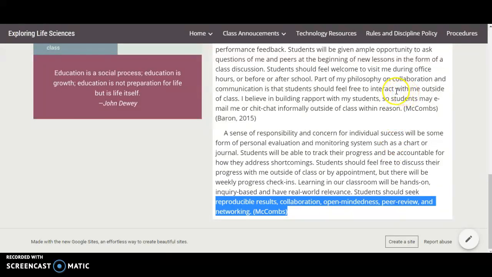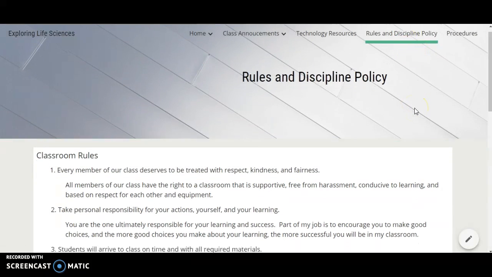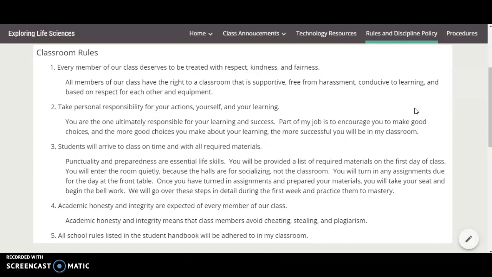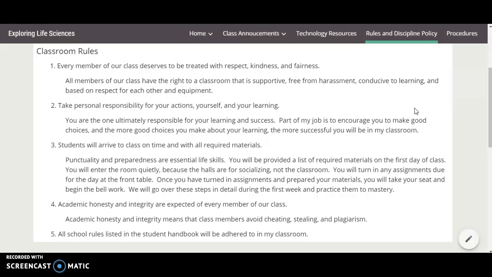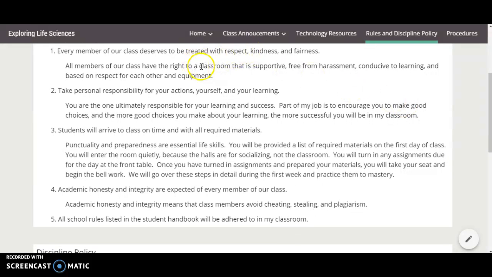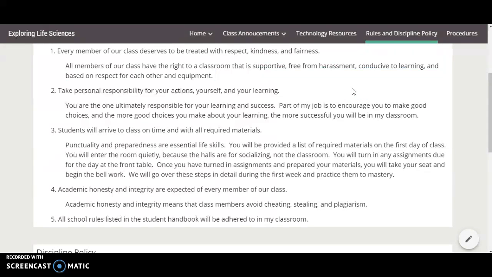Next, I would like to discuss my rules with you, so I'll take you to the rules page. I believe my rules are fairly straightforward. No one can argue with them. Rule number 1, every member of our class deserves to be treated with respect, kindness, and fairness. That is, all members of our class have a right to a classroom that is supportive, free from harassment, conducive to learning, and based on respect for each other and equipment.